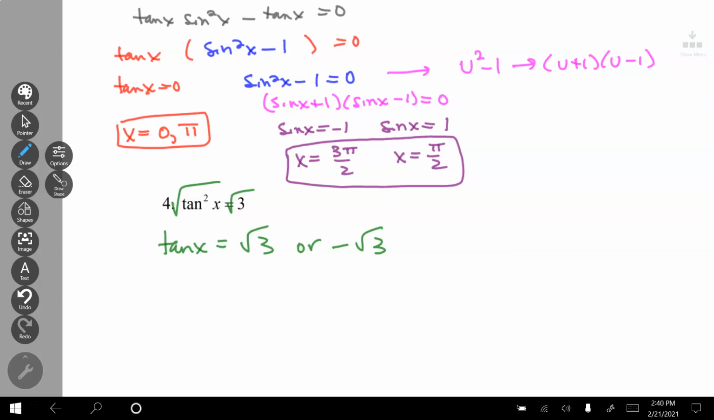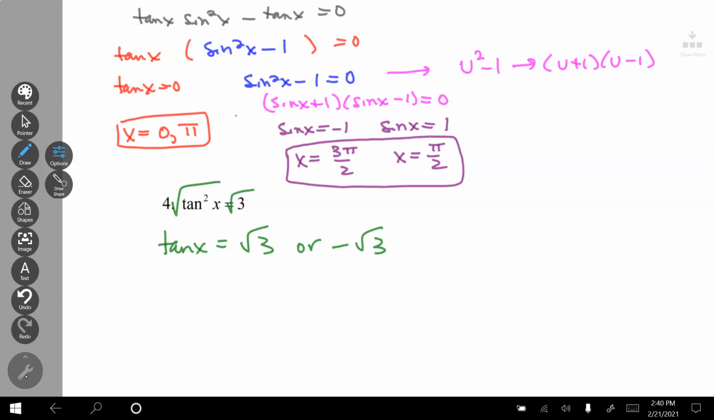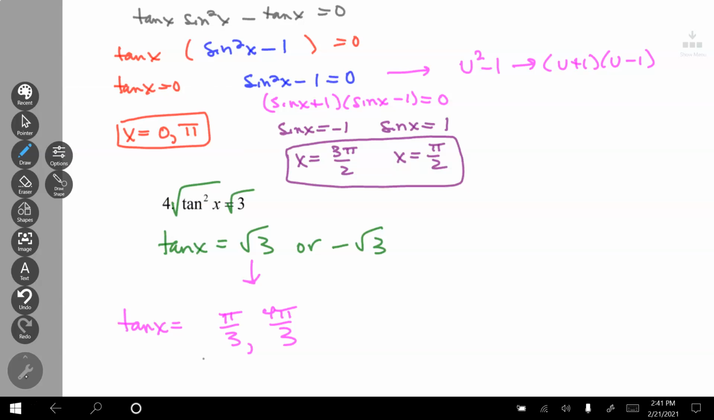Okay, so when does tangent of x equal positive square root of 3 or negative square root of 3? Well, for the positive square root of 3, I get x is equal to pi over 3. And I'm going to guess 4 pi over 3, because the 2 quadrants that tangent is positive in are quadrant 1 and quadrant 3. So there's one set of double solutions. And for negative radical 3, I could say, oop, not tangent of x, just x.